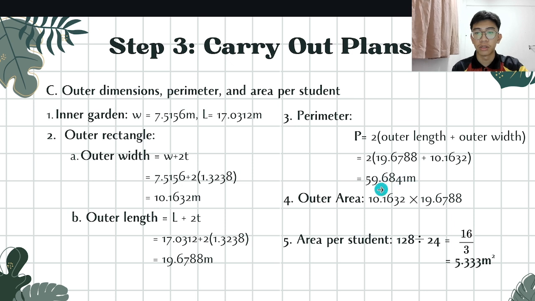So for the perimeter, we just substitute the information that we already have here. Then we got the perimeter for the whole area, which is 59.6841 meters. Then for the outer area, just for confirmation, 10.1632 times 19.6788. This is the total area, which is 200 meters square. Then the area per student that we need to know is 128 divided by 24, then we got 16 over 3, then 5.333 meters square per student.